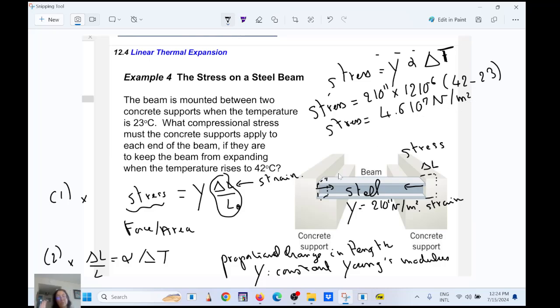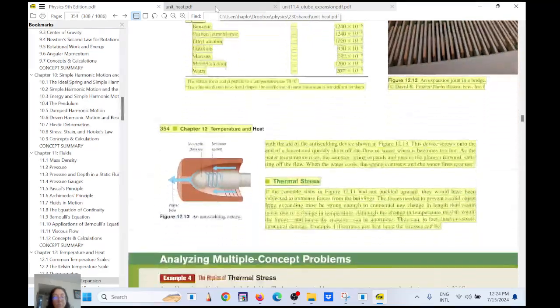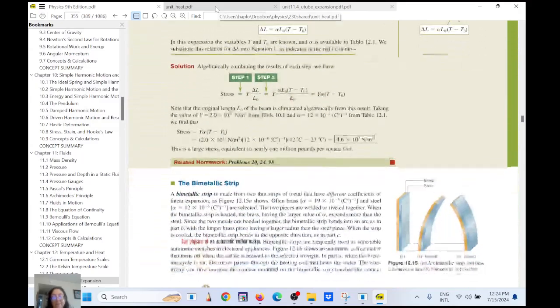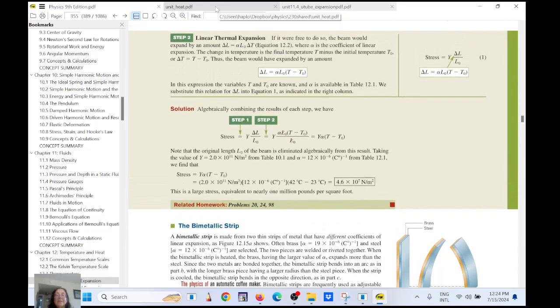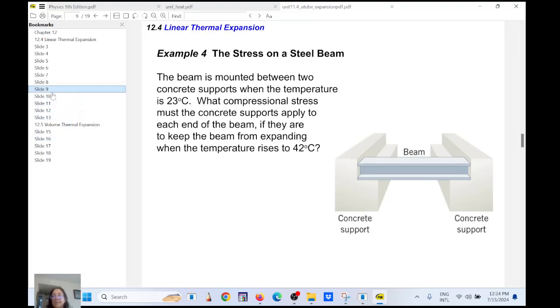So that will be the pressure, right? When you have force per unit area, it means pressure. It will be the pressure applied to balance out the expansion, to counteract the expansion. So if you take your book, you have the solution step by step. Sometimes they put so much detail that it could be more confusing. But you see here, you have the solution there. And if you go back to my slide, you're also going to have the solution here.